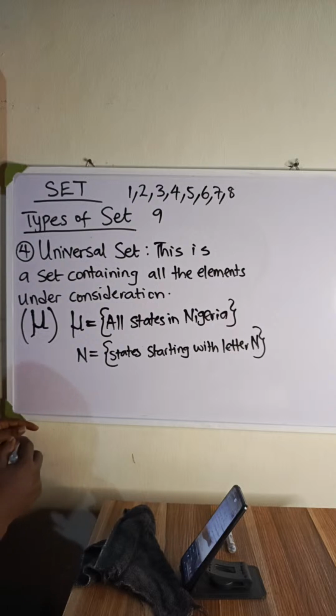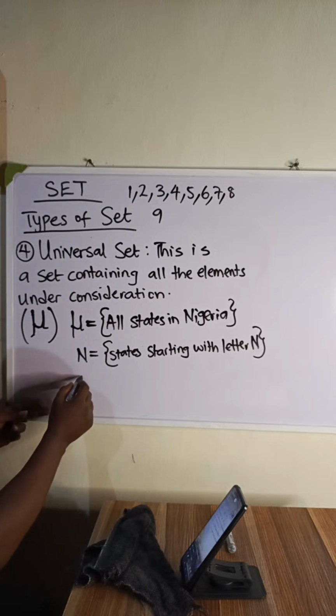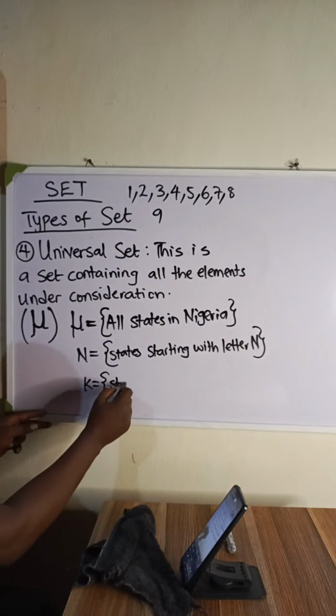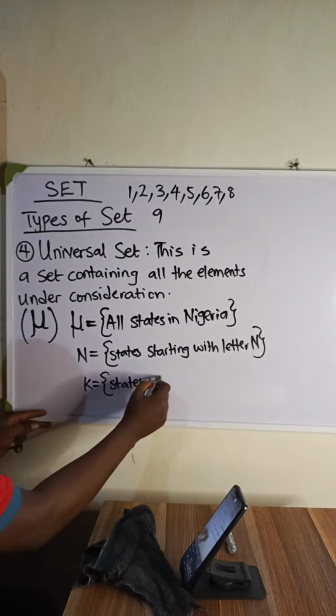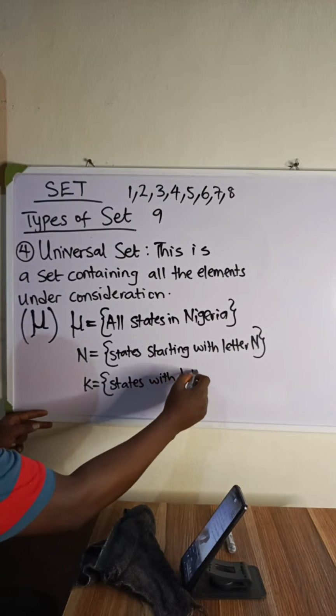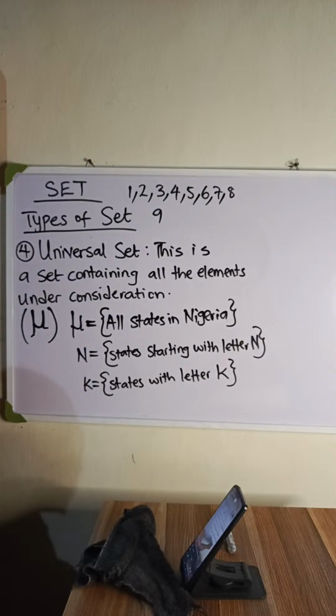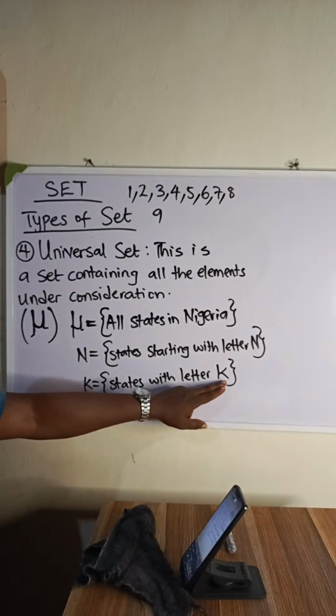And then you can have another set, another smaller group: states with letter K. For example, I had to shorten it so I don't get beyond the boundary.